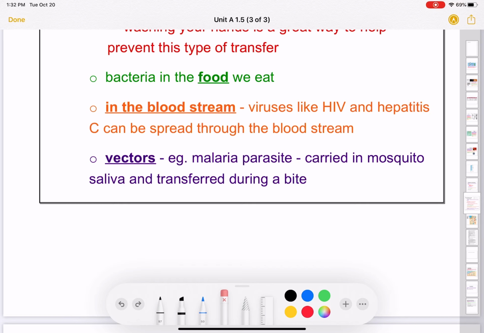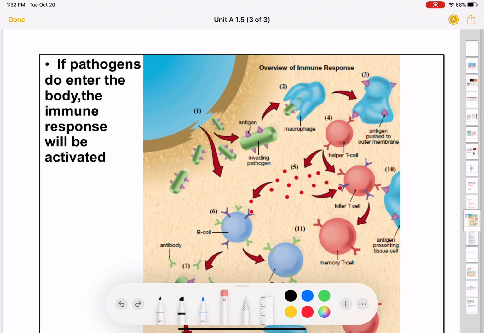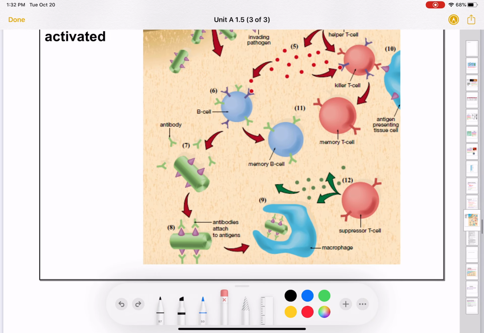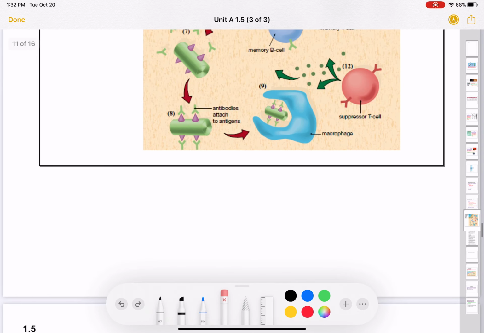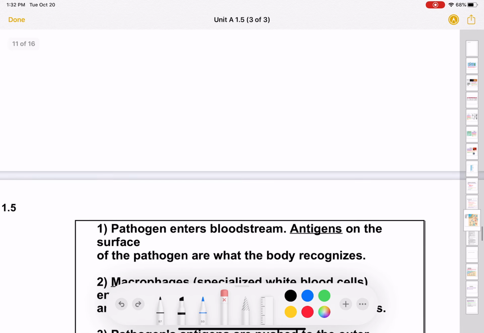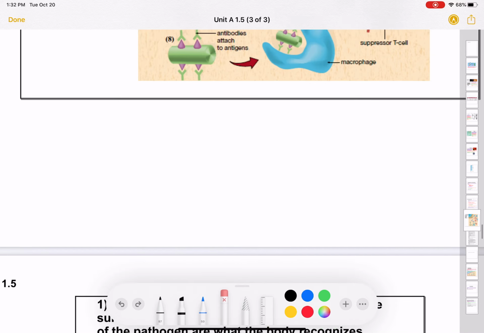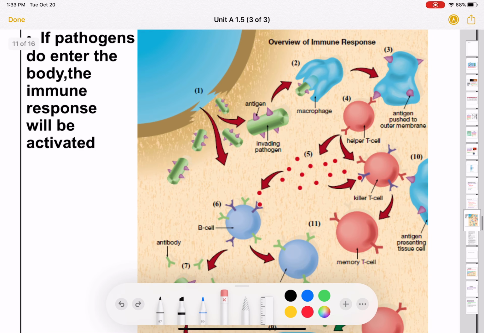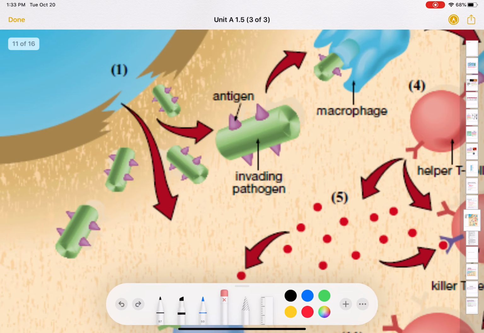If pathogens do enter the body, the immune response will be activated. This is a pretty intense process, and I'm going to explain each step. So I guess it says it down here. Number 1: the pathogen enters the bloodstream, and antigens on the surface of the pathogen are what the body recognizes. So this is the pathogen right here in the bloodstream.